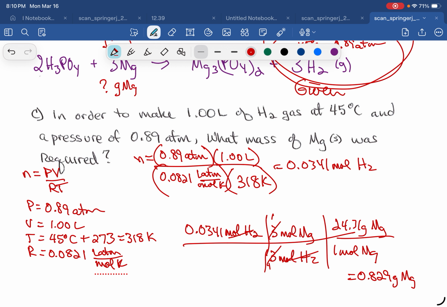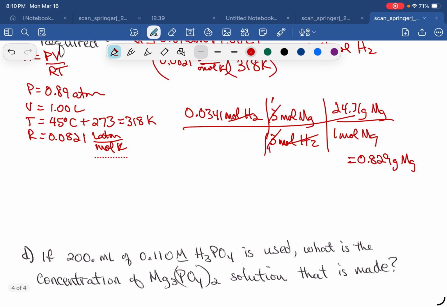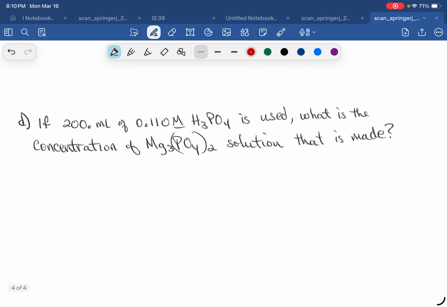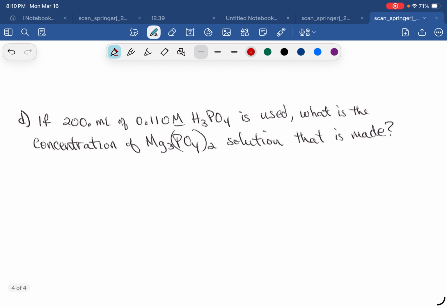It doesn't seem like very much, but remember when we did the experiment where we put the pieces of magnesium in the big long tube with the hydrochloric acid, we were using like way less than a gram at that point. So this is closer to a gram, so this is even more than what we were using, which is plenty for this.